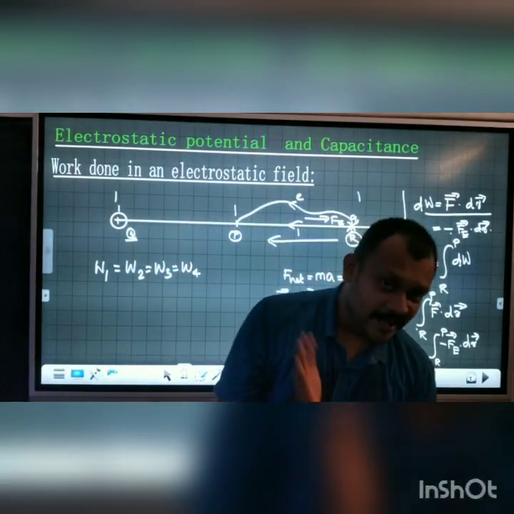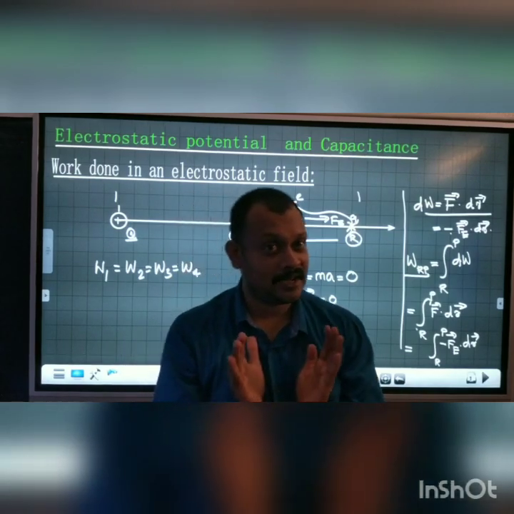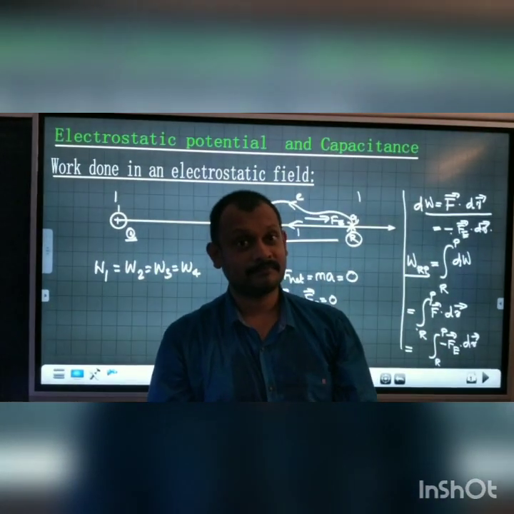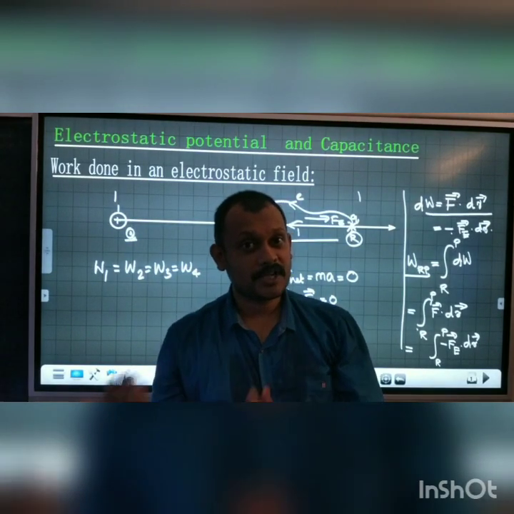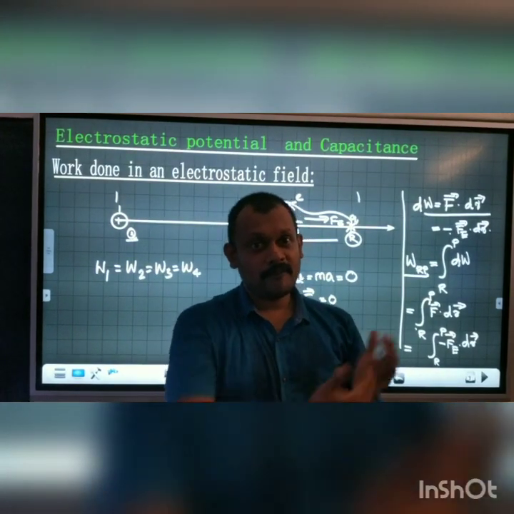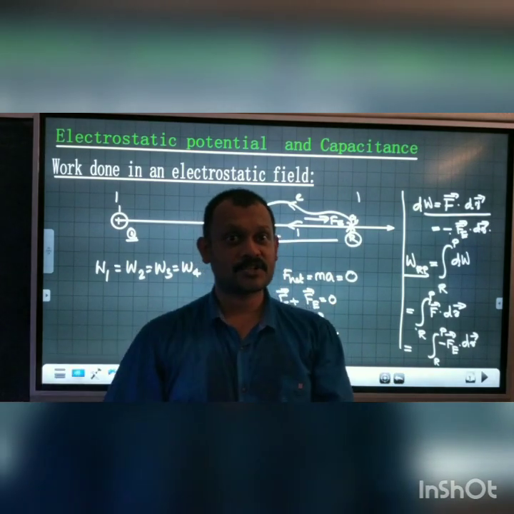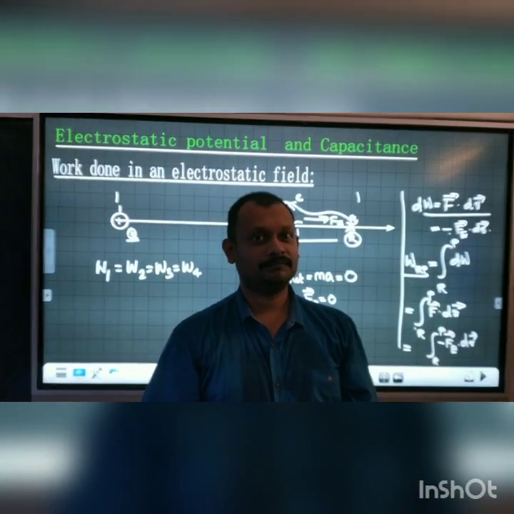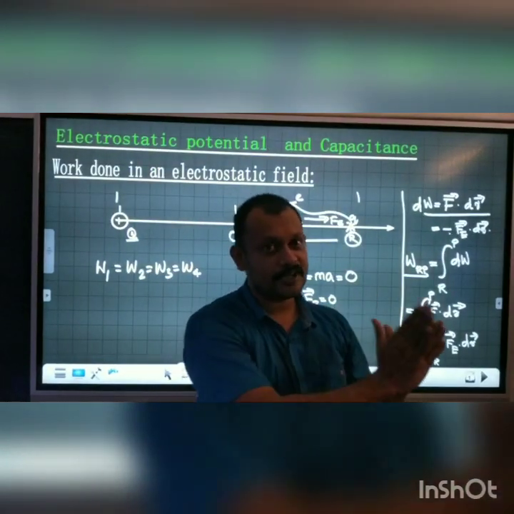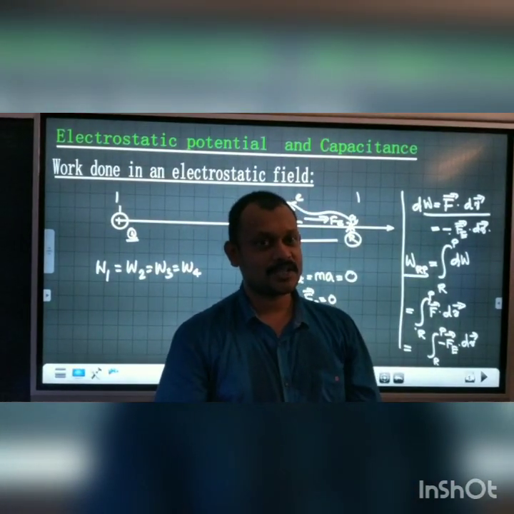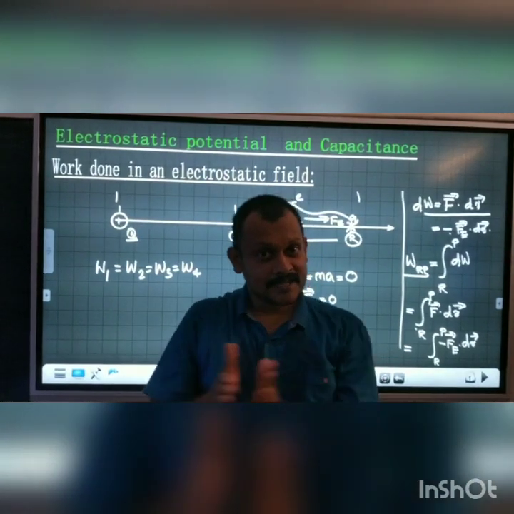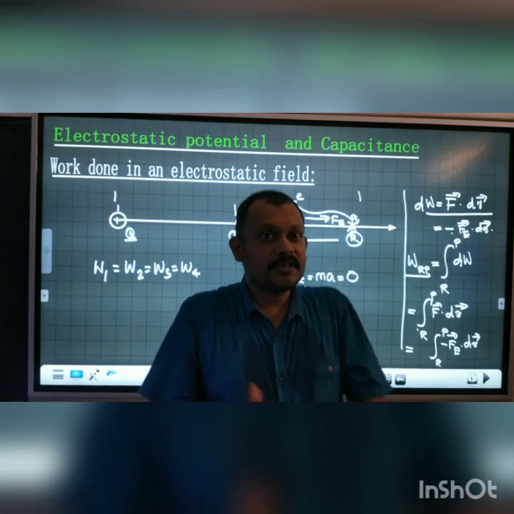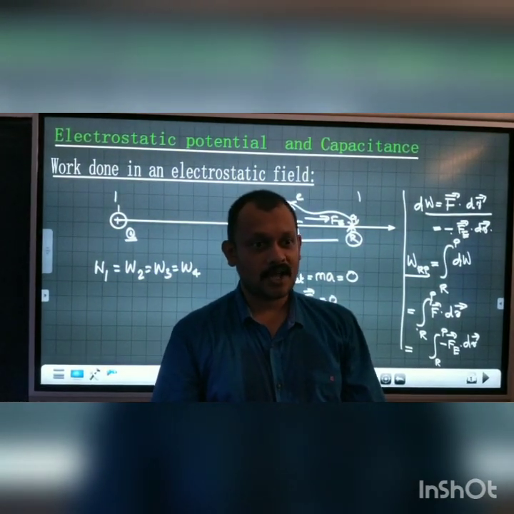So this is a very important point I would like to highlight here. When work is done in the direction of the force field, potential energy decreases. When work is done against the field, potential energy increases. When work is done in the direction of the field, potential energy decreases. When work is done against the direction of the field, the potential energy increases. So with this I am going to conclude today's class.